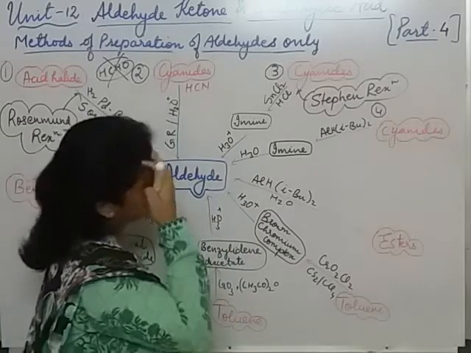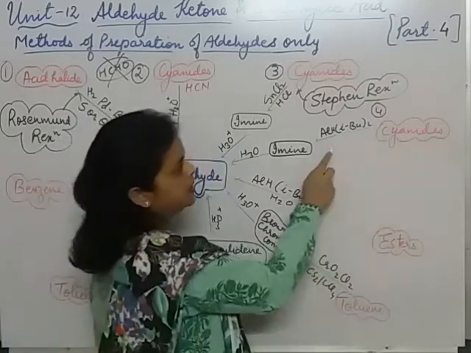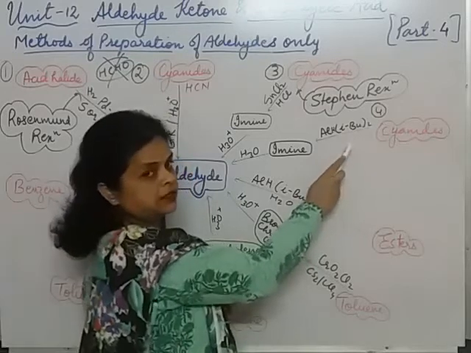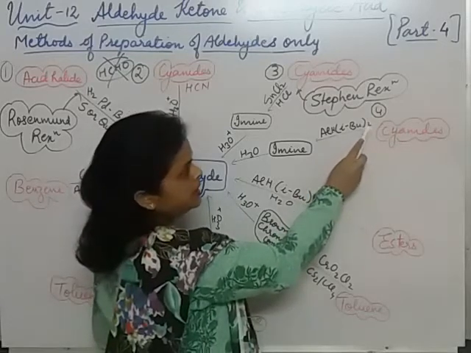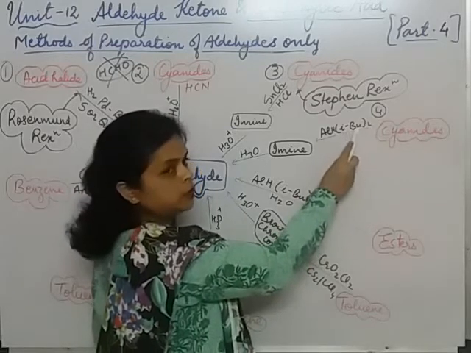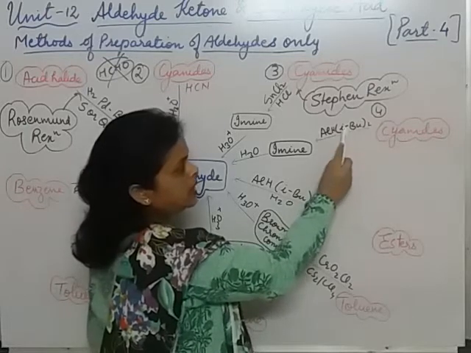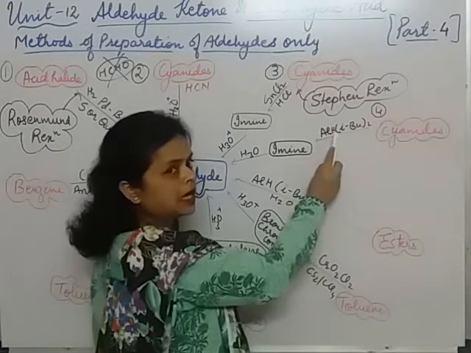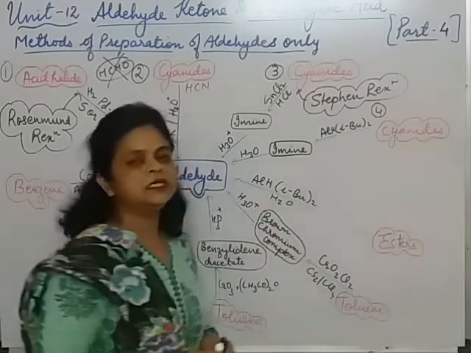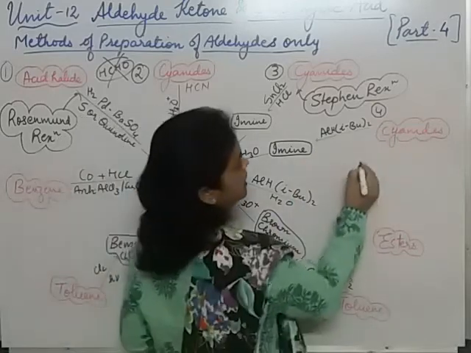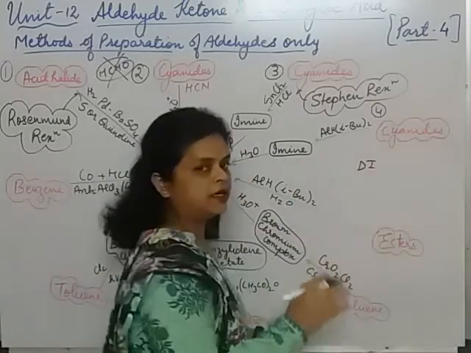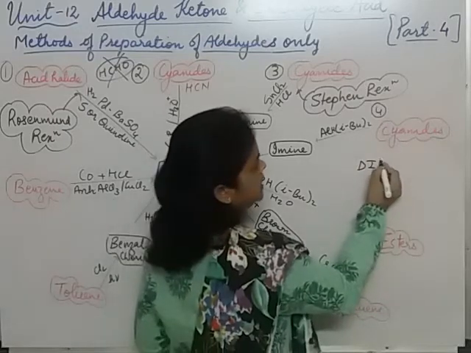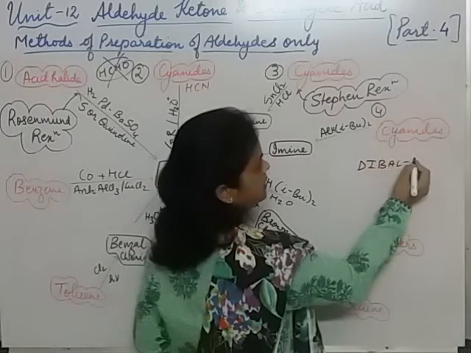Now this reduction of cyanides can also be done by, see this reagent carefully, diisobutyl aluminium hydride, DIBAL-H. This can also be written as DIBAL. In our textbook, they have also used DIBAL-H.